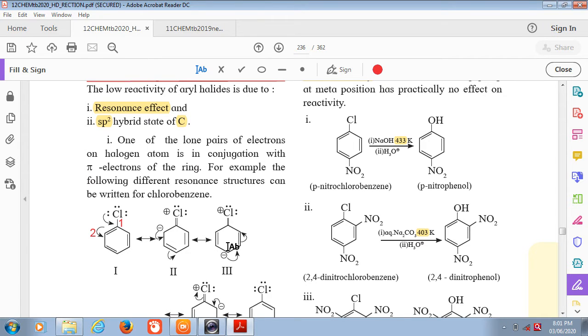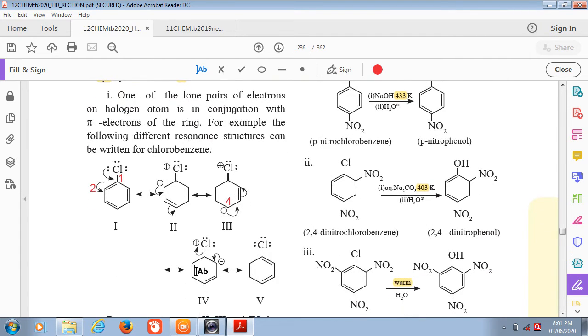Carbon number 4 carries a negative charge, and in the next resonating structure, the negative charge on carbon number 4 shifts between carbon number 4 and 5, and the negative charge is shifted to carbon number 6.